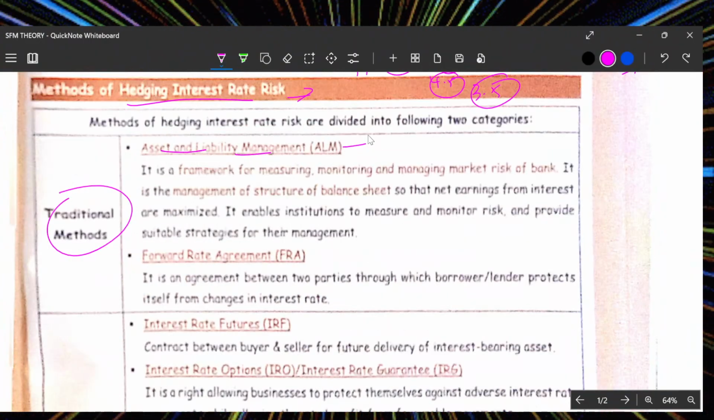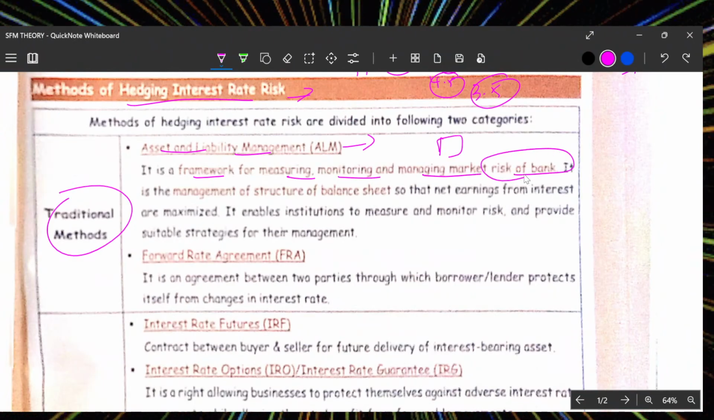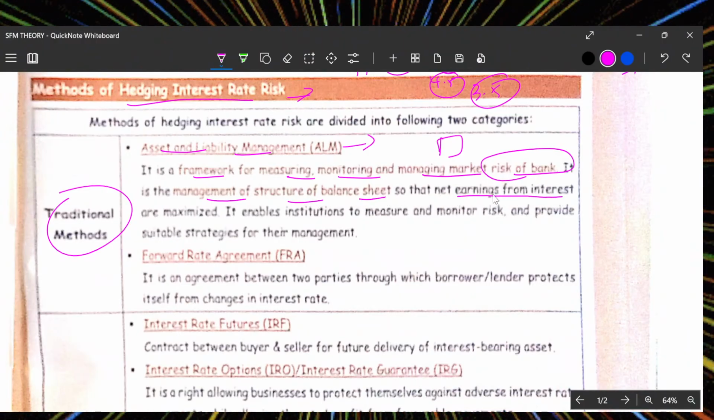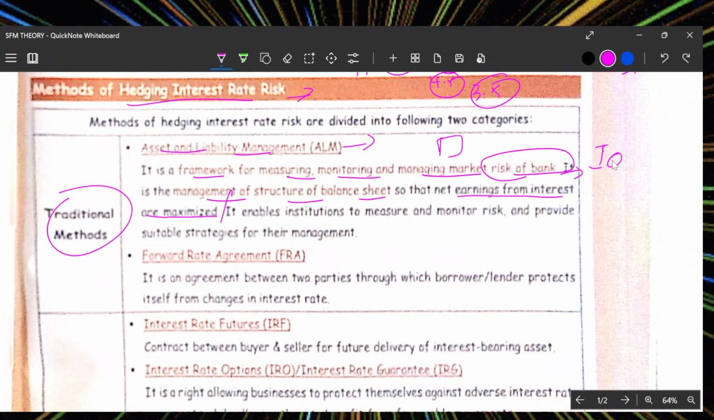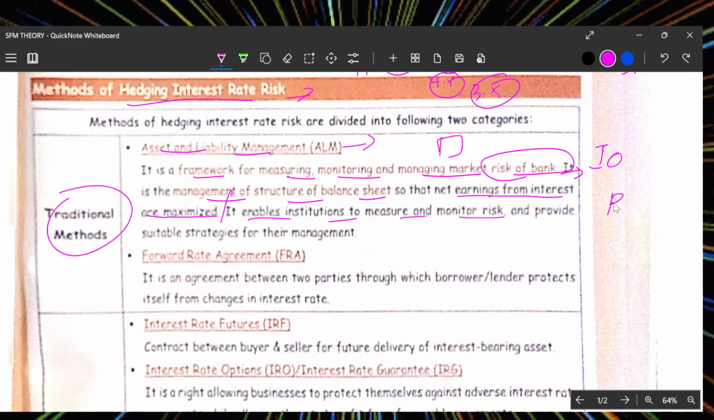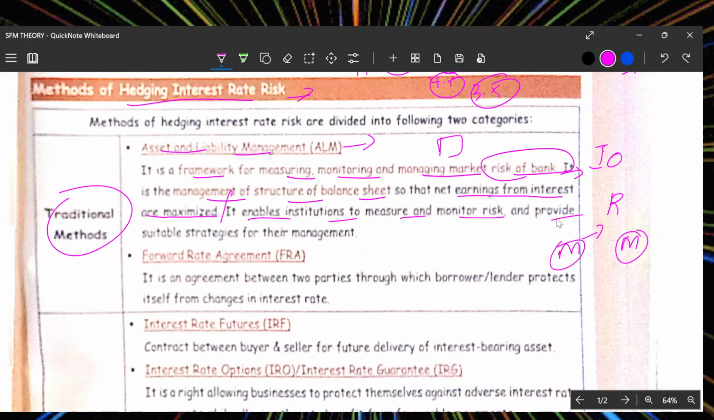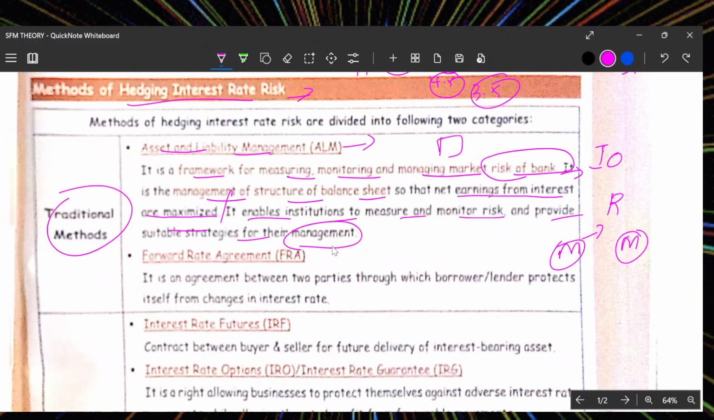Assets and liability management, the traditional method. It is a framework of measuring, monitoring, and managing the market risk of the bank, in the management of the structure of the balance sheet so that net earnings from interest are maximized. Usually, interest is the goal. They enable the institution to measure and monitor risk. What is the risk? They measure it and they monitor it. Both are very important and provide a suitable strategy for the management.